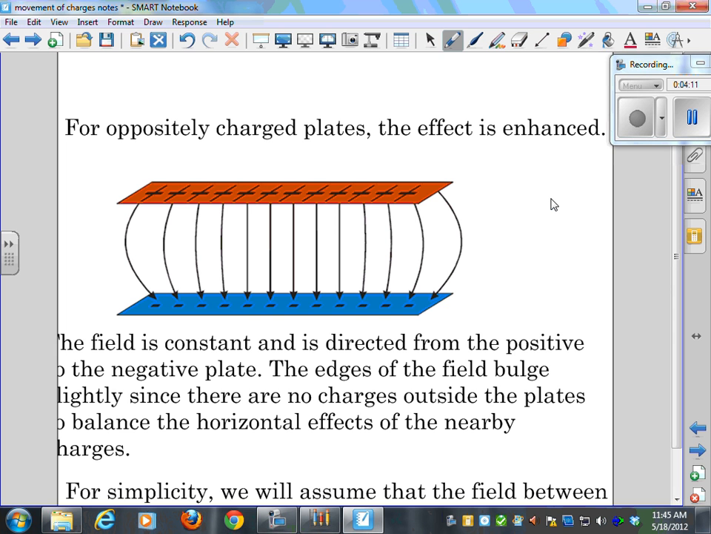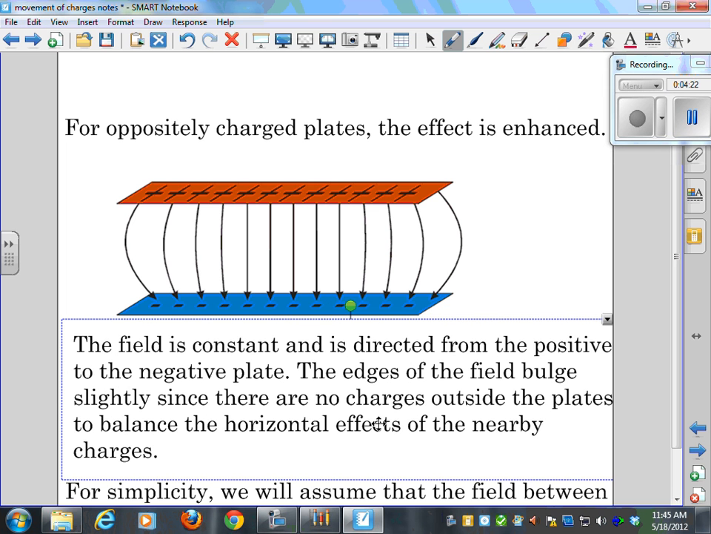Now, if the plates are oppositely charged, then this effect is enhanced. The field is constant and directed away from the positive to the negative plate. Now, the edges of the field do bulge a little bit, right? Because there's no charge on the outside that sort of balances that off.